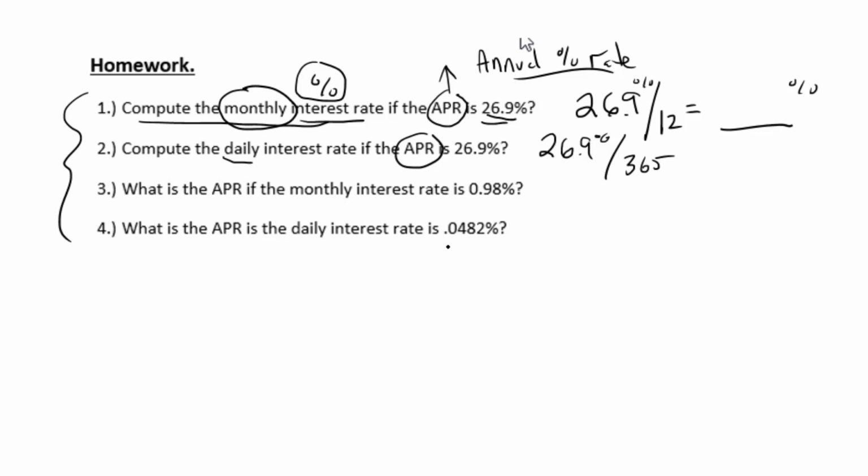This is going the other way. I'm going to find the annual rate if the monthly rate is 0.98%. Well, if the monthly rate is 0.98%, and I'm trying to find the annual, I would multiply it by 12. And that's going to be a percentage, and it's going to give you the APR. And you can figure this out by going backwards from number 2.